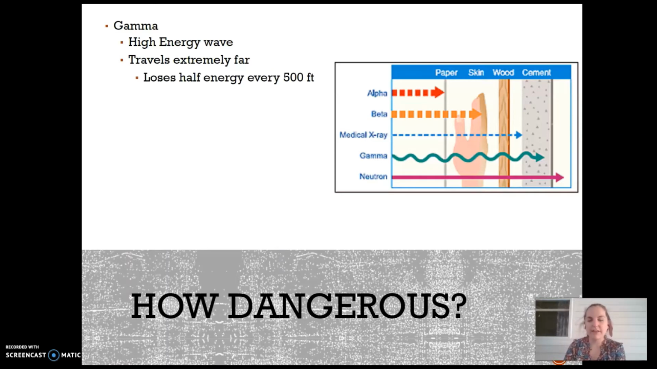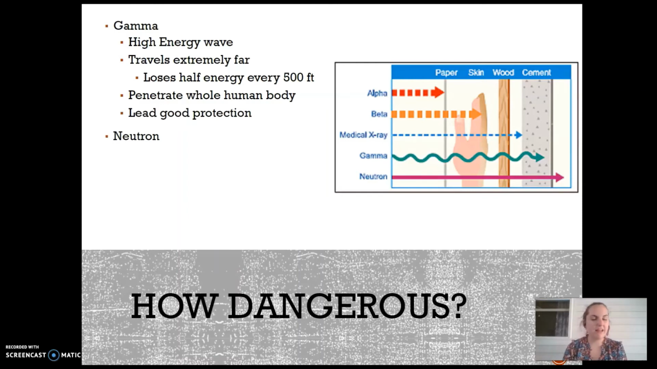So their half-value is basically like every 500 feet. And so they can penetrate your entire body and mess with your DNA and give you burns, all this other stuff. And so lead is a good protection, but again, it's stuff that you don't want to be around.